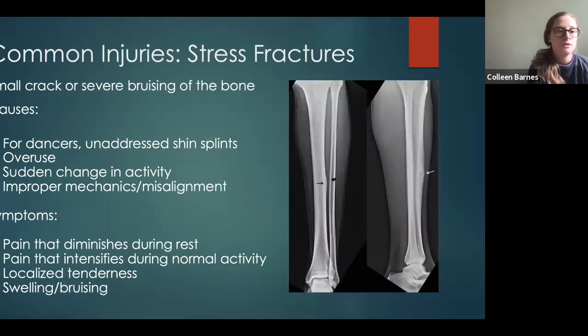We know that if you don't take action and really focus on healing shin splints, that becomes a stress reaction and potentially later a stress fracture.